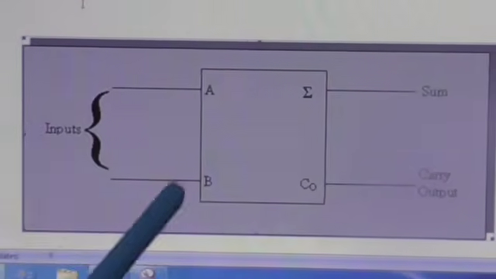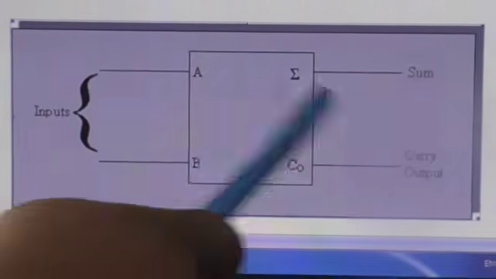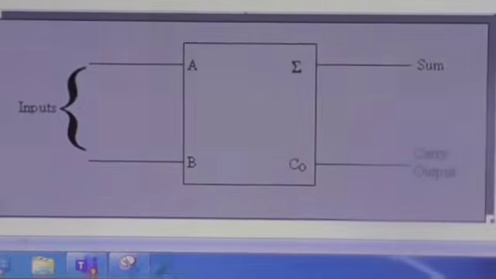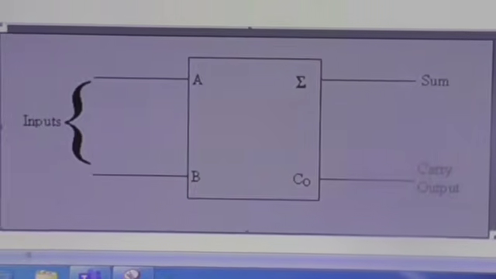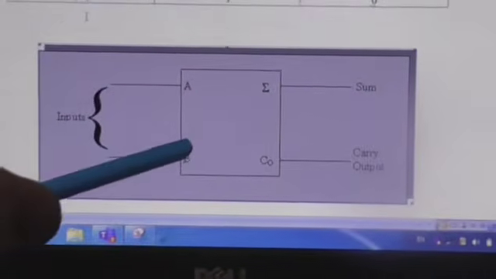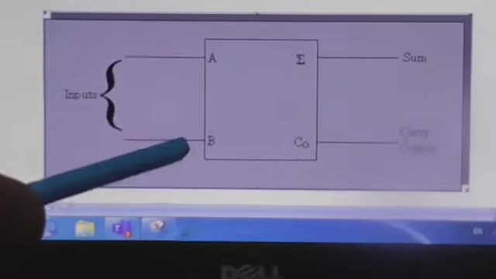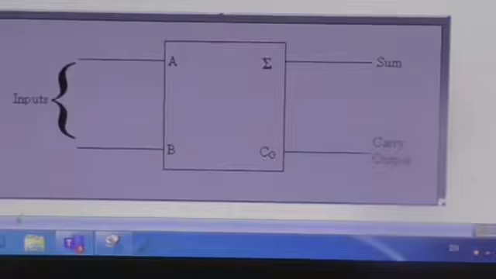Here A and B are the two inputs, and here is the summation. Summation is one of the outputs, and carry is the second output. It means whenever you want to add these two single-bit numbers A and B, at that time you should go with the half adder. Clear? So we will see how exactly.